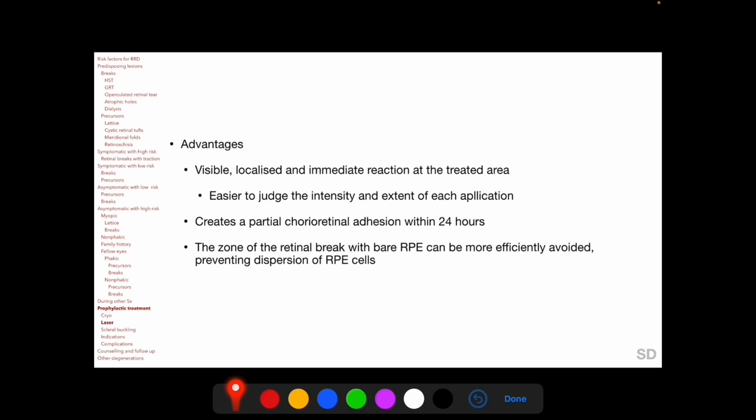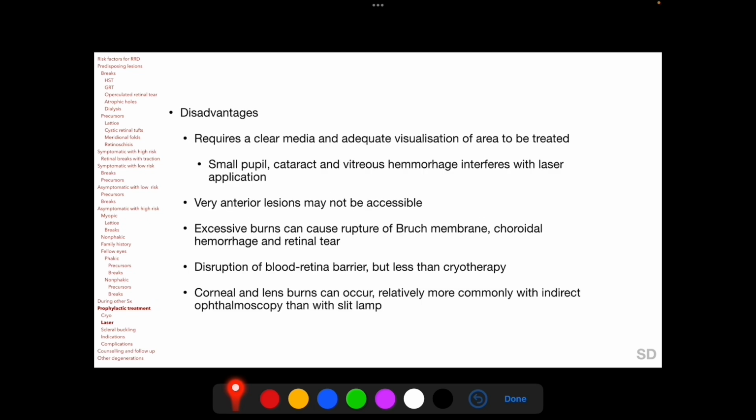Advantages of laser photocoagulation include visible, localized and immediate reaction at the treated site, and so it is easier to judge the intensity and extent of each application with laser photocoagulation as compared to that with cryotherapy. Creation of a partial choroidal adhesion within 24 hours with laser photocoagulation as compared to that with cryotherapy, and the zone of the retinal break with bare RPE can be more efficiently avoided during laser photocoagulation, thus further reducing the dispersion of RPE cells.